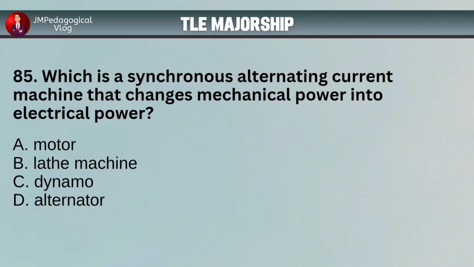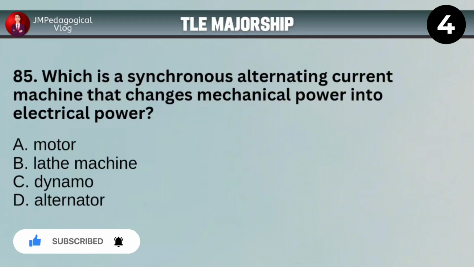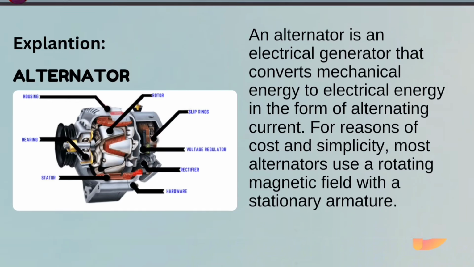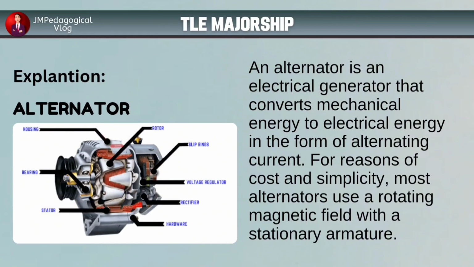85. Which is a synchronous alternating current machine that changes mechanical power into electrical power? A. Motor. B. Lathe machine. C. Dynamo. D. Alternator. D. Alternator. Explanation. An alternator is an electrical generator that converts mechanical energy to electrical energy in the form of alternating current. For reasons of cost and simplicity, most alternators use a rotating magnetic field with a stationary armature.